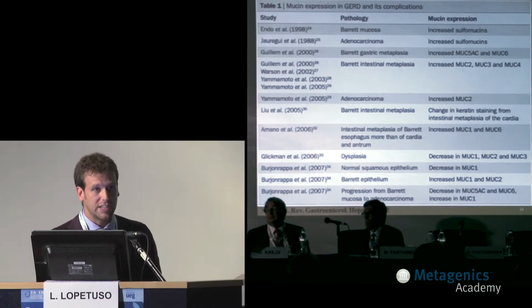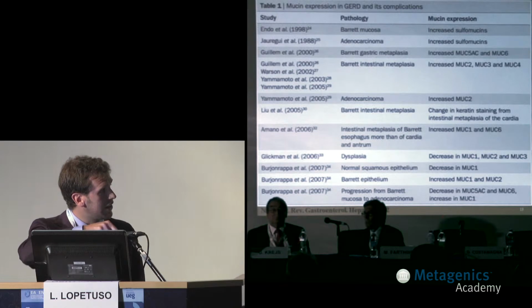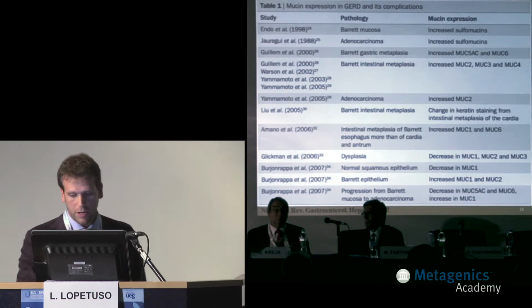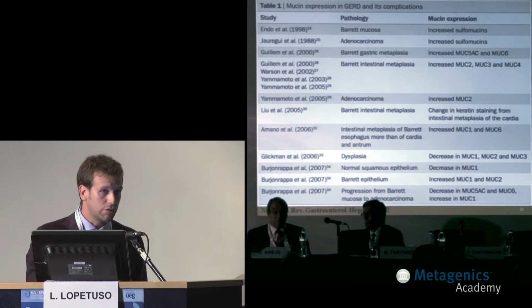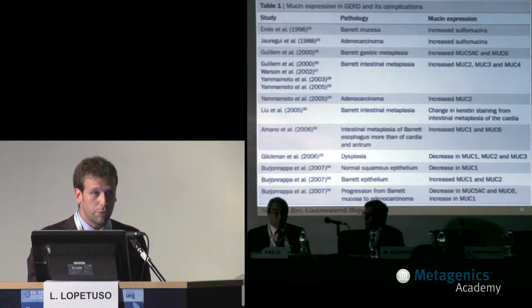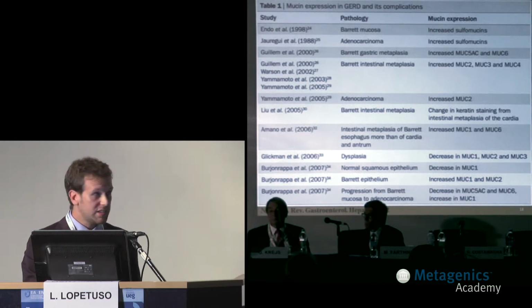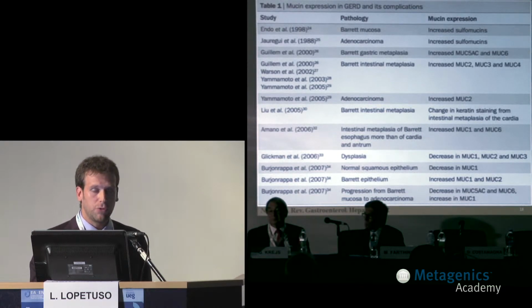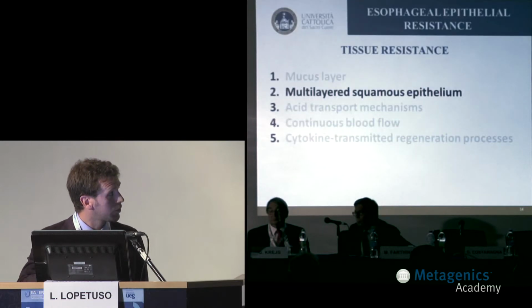In this progression, it has been demonstrated that there is a decrease of MUC5AC and MUC6 and an increase of MUC1. These are poor prognostic factors, and you can imagine how important this is for our clinical practice, because this decrease can be, in our future clinical activity, an element that we can exploit to diagnose this progression.